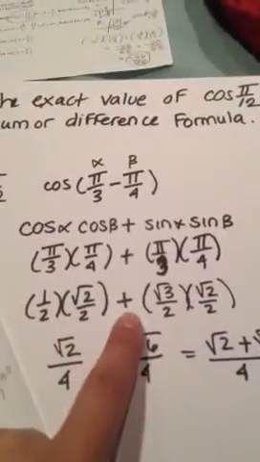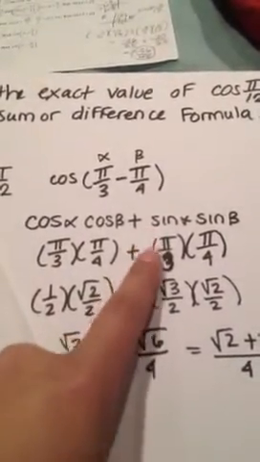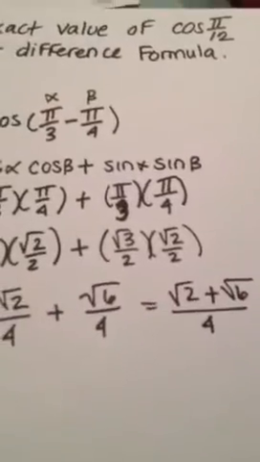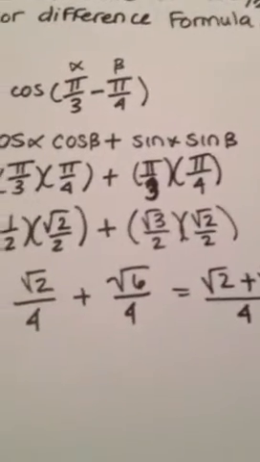Then you want to find sine of pi over 3. So you use the unit circle and find sine of pi over 3. It's right there. It's square root of 3 over 2. You do the same for sine of pi over 4, and you get square root of 2 over 2.